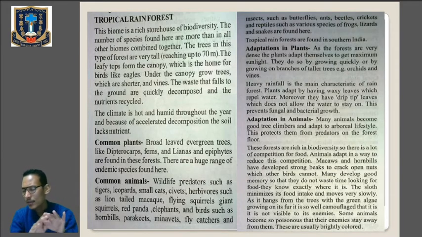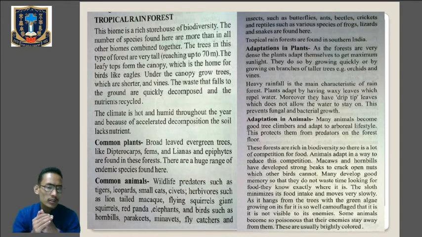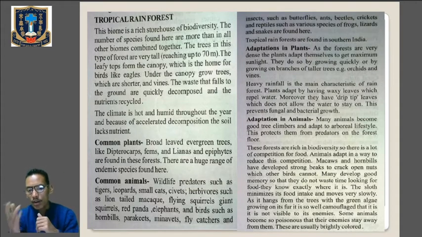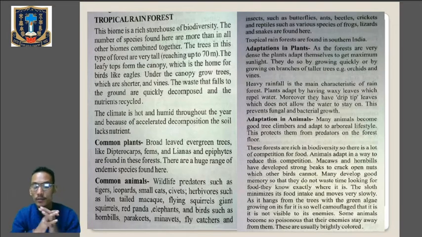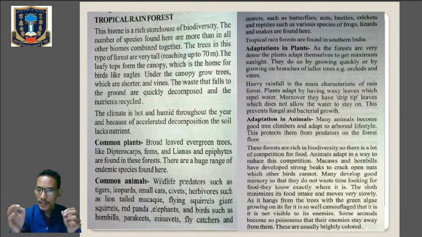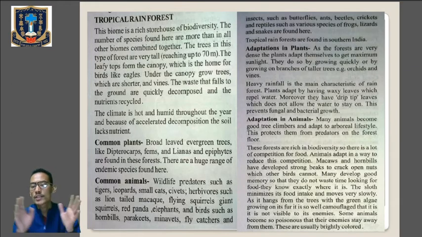Since they have huge biodiversity, obviously there will be competition among these species for food and shelter. So macaws and hornbills have developed a strong beak to crack open nuts which other birds cannot. This is one of the most advantageous adaptive features present in macaws and hornbills. Many develop good memory so that they do not waste time looking for food. They know exactly where it is.